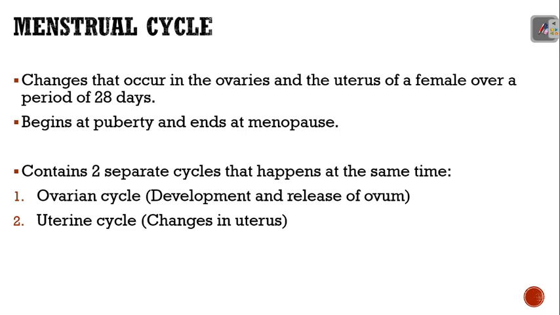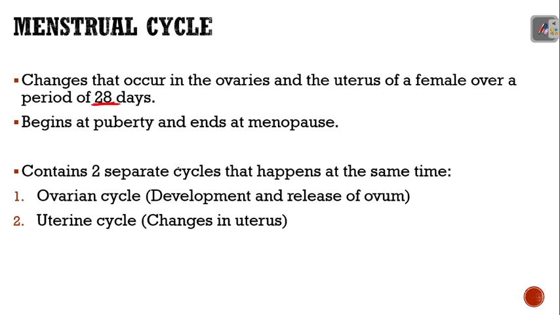That is your ovarian cycle. That means the changes that happen inside your ovaries. Then, at the same time, while these changes are happening, the uterine cycle is taking place. The changes in your uterus, the thickness of the endometrium, basically. This happens when? During this 28 days.